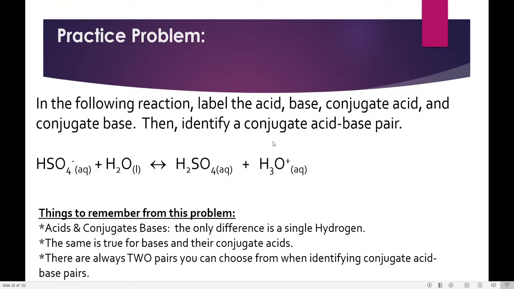We're going to skip that. Let's look at this problem. Label the acid, the base, the conjugate acid, and the conjugate base.